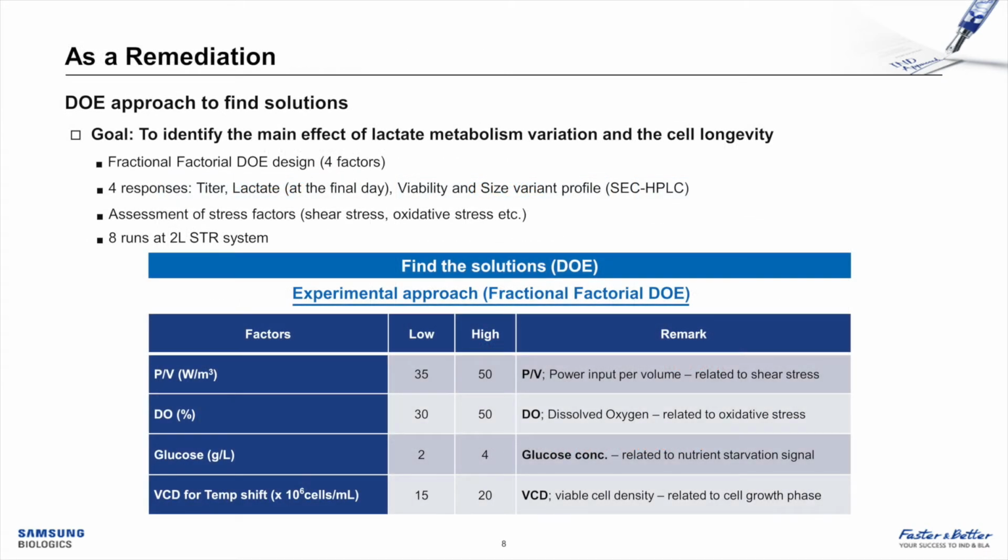In order to resolve the issue, we performed additional studies by design of experiment. As shown in the table, we have selected and assessed 4 main factors such as PV, DO, glucose, and VCD at temperature shift, which might cause stress to cells. The experiment was done using 8 by 2 liter bioreactors with low and high limit of parameters.